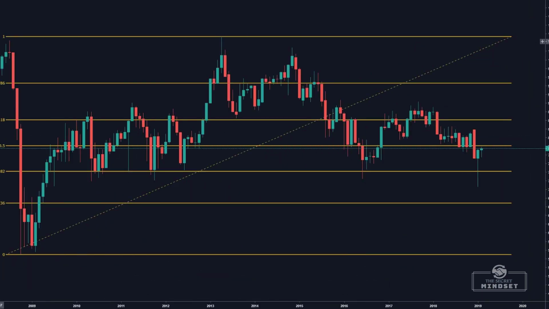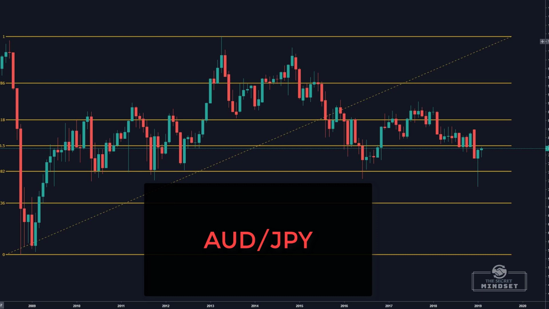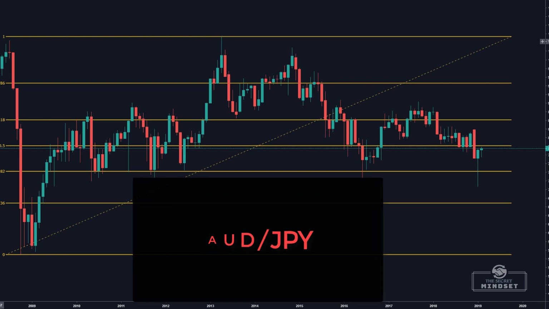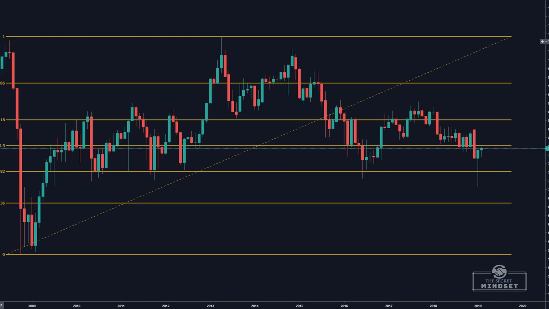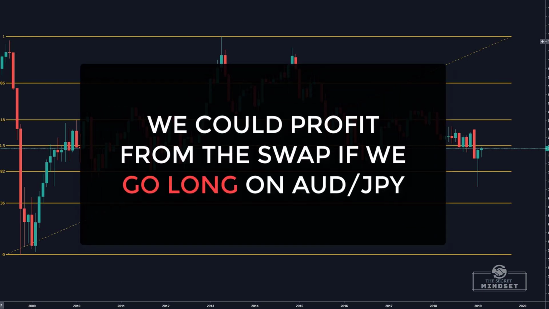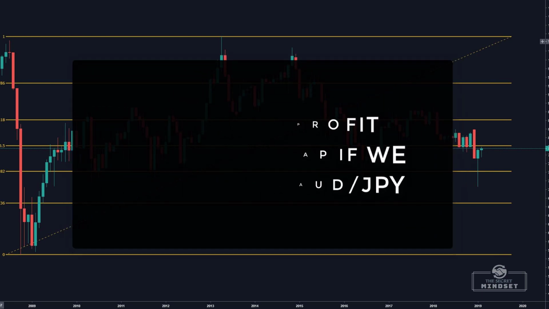Here's an example: the Aussie dollar and the Japanese yen on the monthly time frame. That's a good opportunity for a carry trade because there is a big difference between the interest rates of the two countries, so we could make a profit in the long term from the swap.